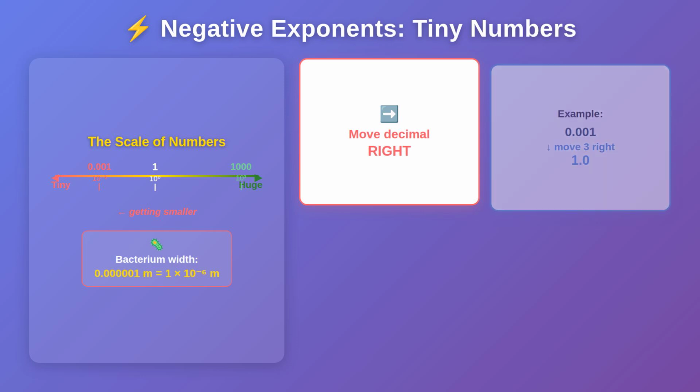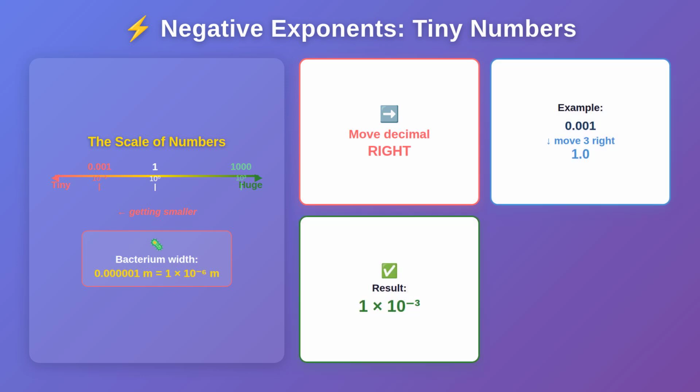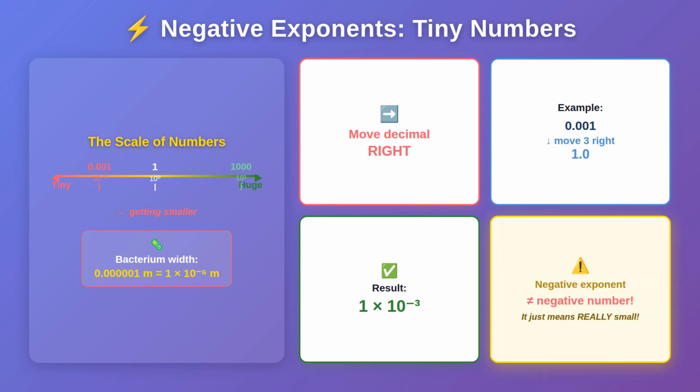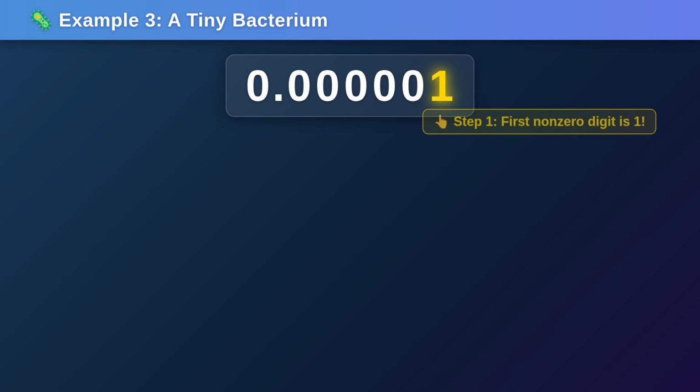Now here's where it gets really interesting. Tiny numbers. When a number is less than 1, like a bacterium's width of 0.000001 meters, we use negative exponents. Instead of moving the decimal left, we move it right until we get a number between 1 and 10. Each step to the right makes our exponent more negative. Super important. A negative exponent does not mean the number is negative. It just means the number is really, really small. This tricks a lot of people up, so remember that.